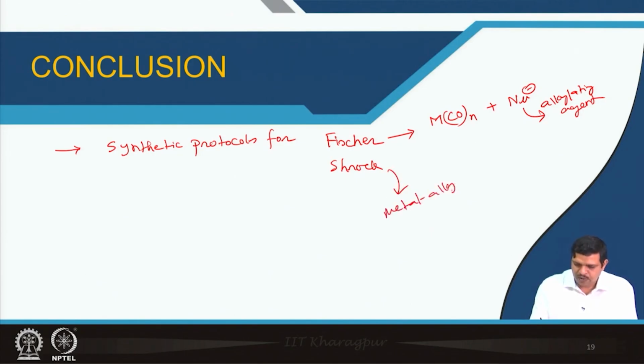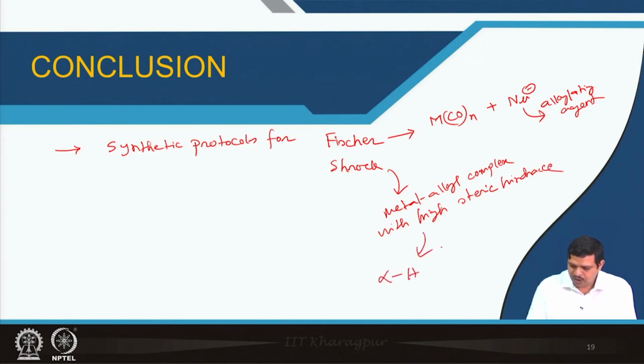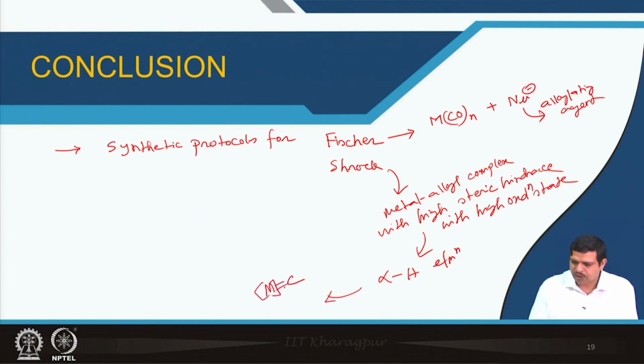And for Schrock carbene complexes, you see that you make a metal alkyl complex with high steric hindrance, so that it can undergo alpha H elimination, okay, and also with high oxidation state, so that alpha H elimination is more favorable, and then you get the corresponding metal carbene complexes. Okay.